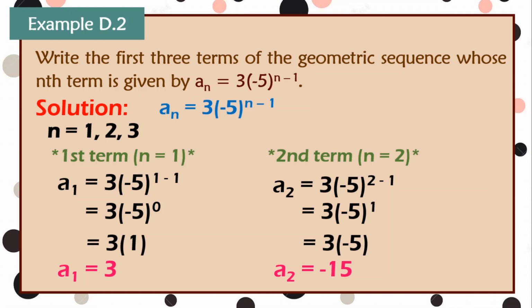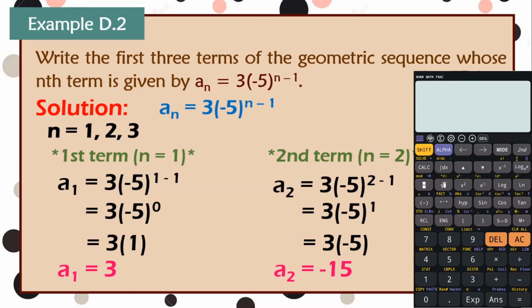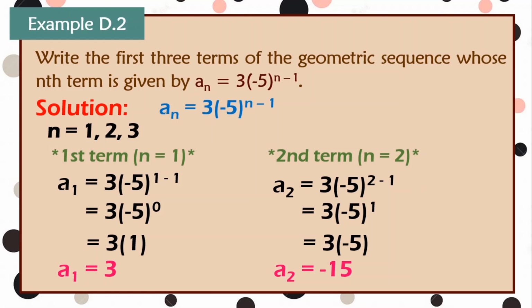And for that, here's the solution using the calculator. Again, 3 times negative 5 raised to 2 minus 1. It gives negative 15. So we can easily get the answer using the calculator.